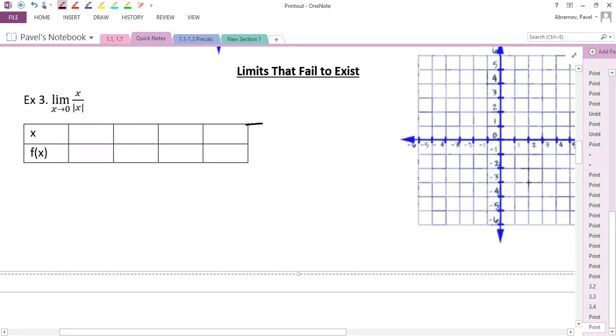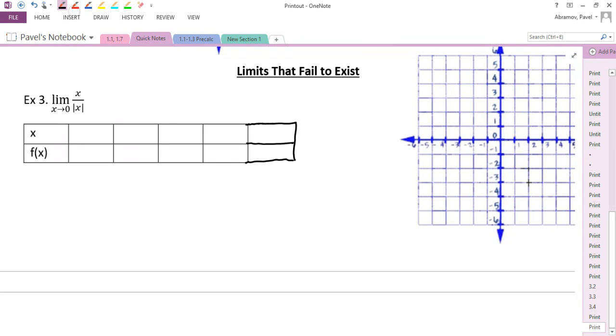Now, for the table, I need to make another box here. I made one too few. So remember, we want to find the value when x is equal to 0. So that's our number in the middle. Therefore, we have to substitute numbers that will approach this 0 from the left. And those numbers could be negative 0.01, negative 0.001.